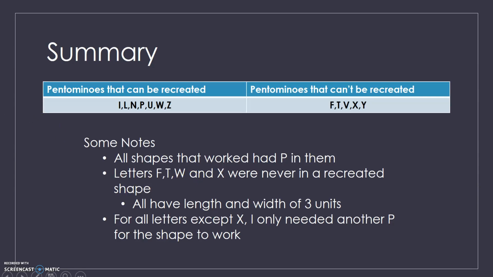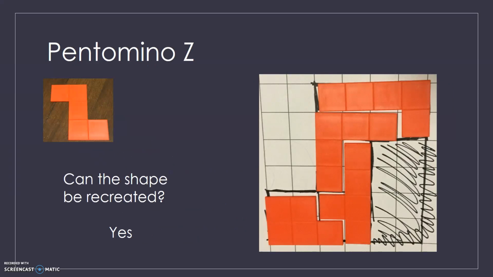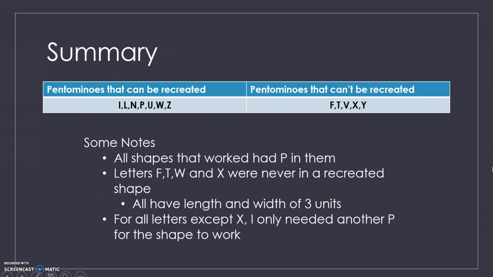All right, so some notes. All shapes that worked had P in them. So all of the shapes that could be recreated, let's go back to Z, all had this P shape within them. I thought that was really interesting. Along with that, letters F, T, W, and X were never in a recreated shape. So I never used those pieces in trying to recreate.